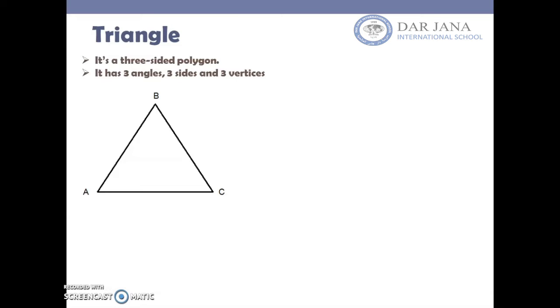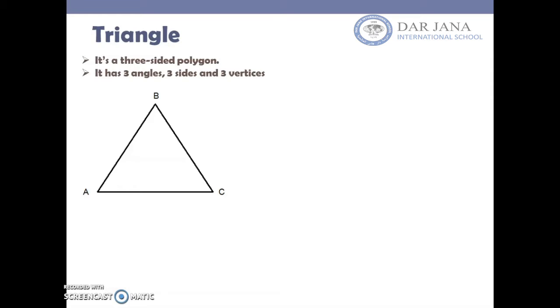Also, each two line segments intersect at one point, and this point will be called the vertex. Let's say point A, which is the intersection of line segment AB and AC. The point A is called the vertex, and AB and AC are called the sides. The plural of vertex is vertices. So when we talk about the three points, point A, point B, and point C, we call them vertices.